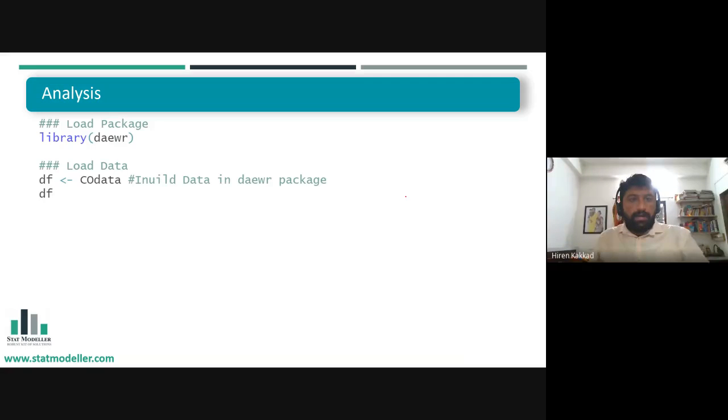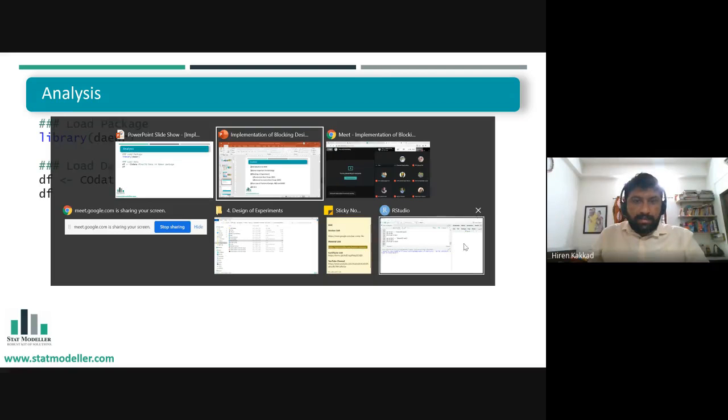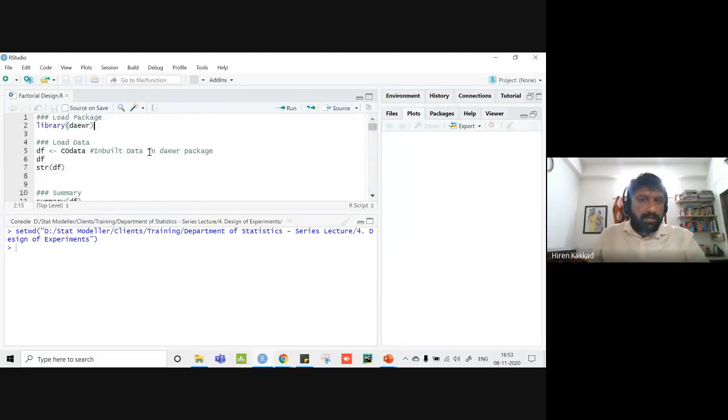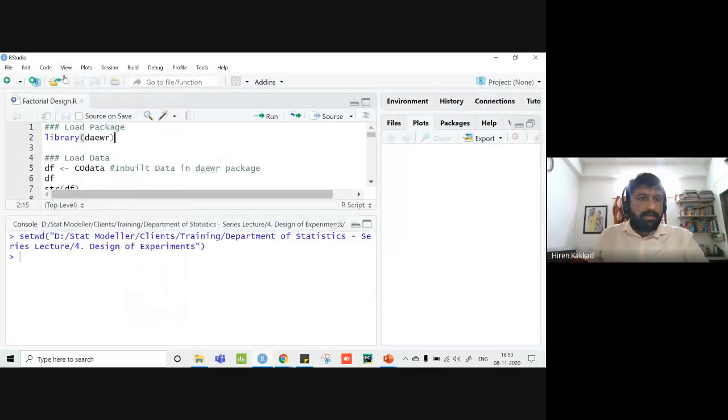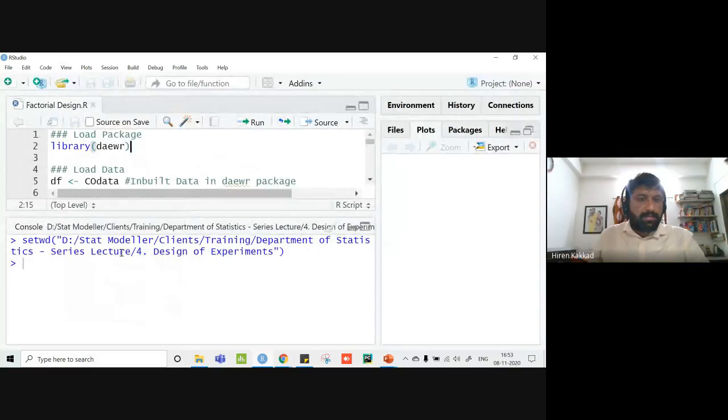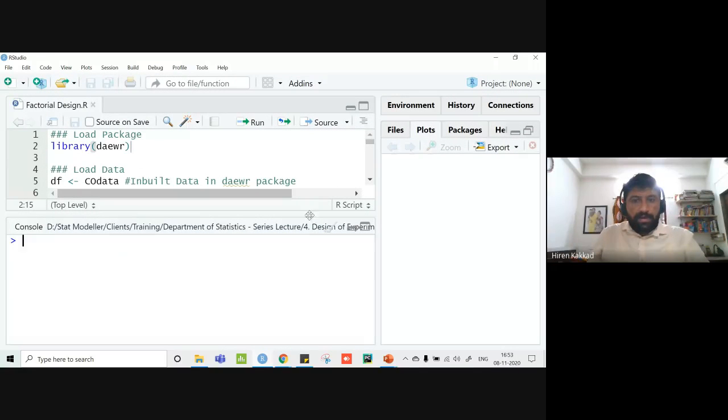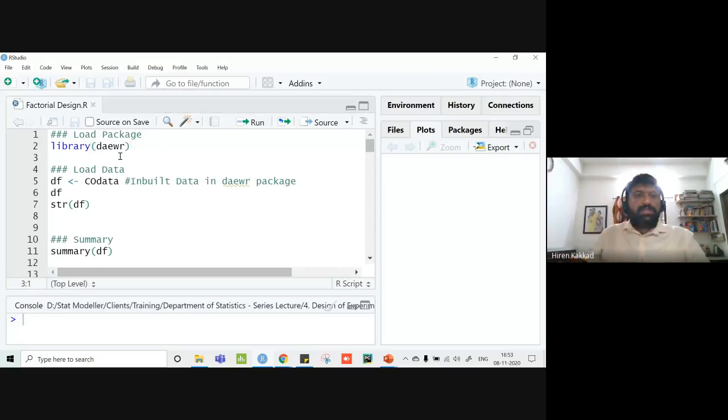Now, let us go into R and try to understand this by performing it in R itself. Let me increase the size so that you can easily view this. Here there is one package called DAEWR. What is the full form? I don't know, but it is a package in which this data is available, and we are going to use some of its designs when we go for the BIBD. So let us load this package.